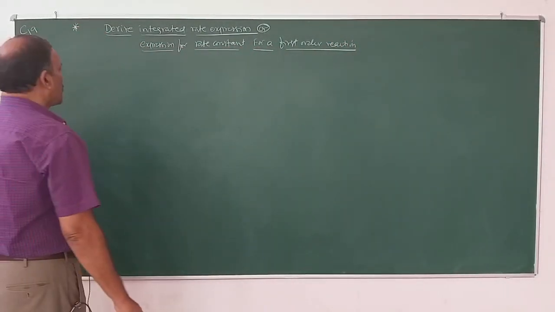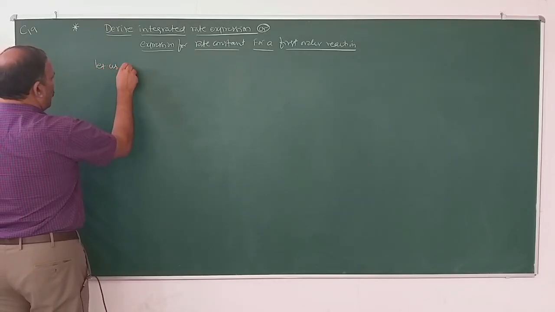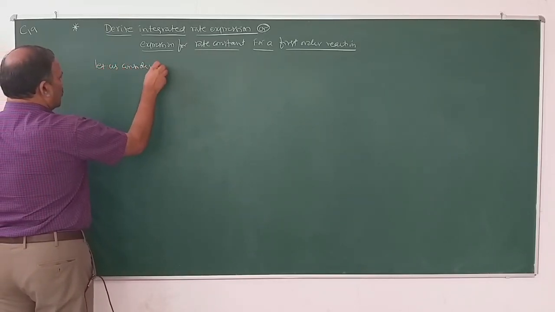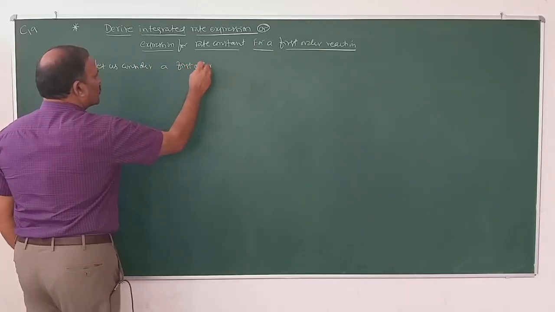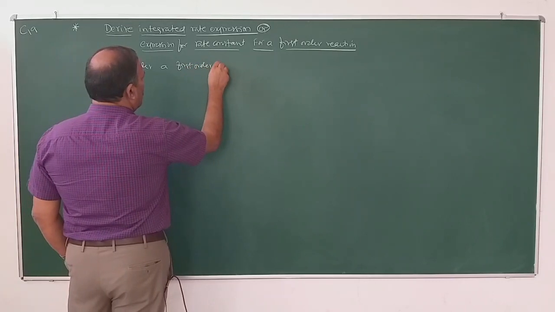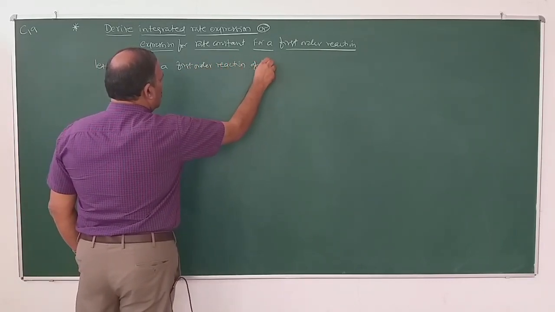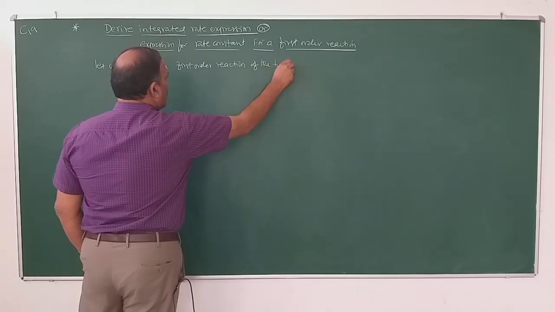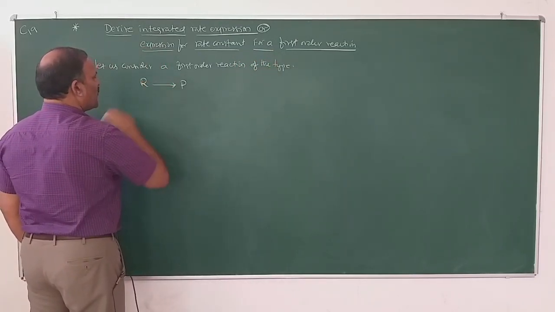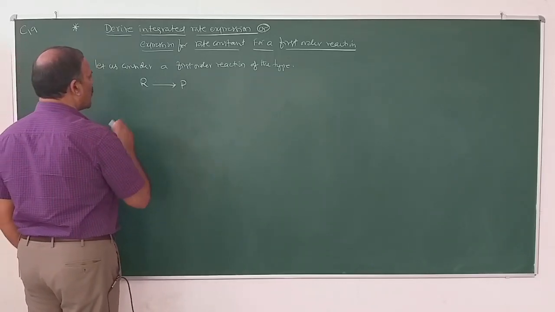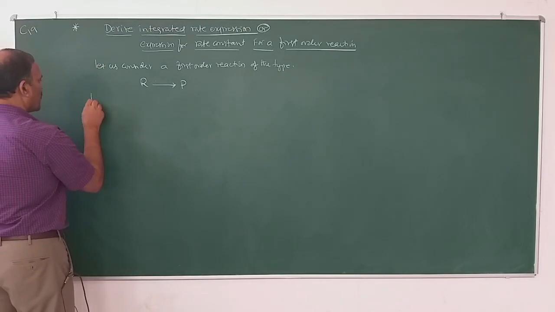So, how to start? Let us consider a first order reaction of the type R gives P. Here what is R? R is the reactant, P is the product.